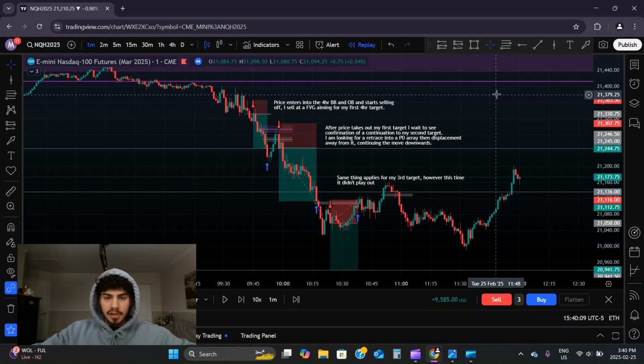But I took these setups on demo because, like I just said, I don't like taking multiple setups per day. But I want to start getting into that so I could catch the majority of the move and actually capitalize more on what the market is giving me.